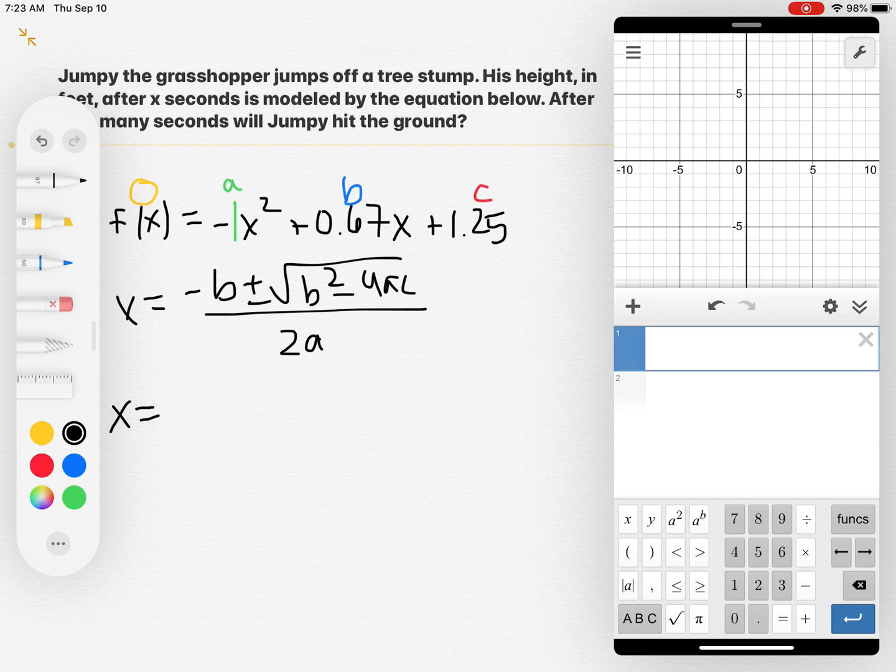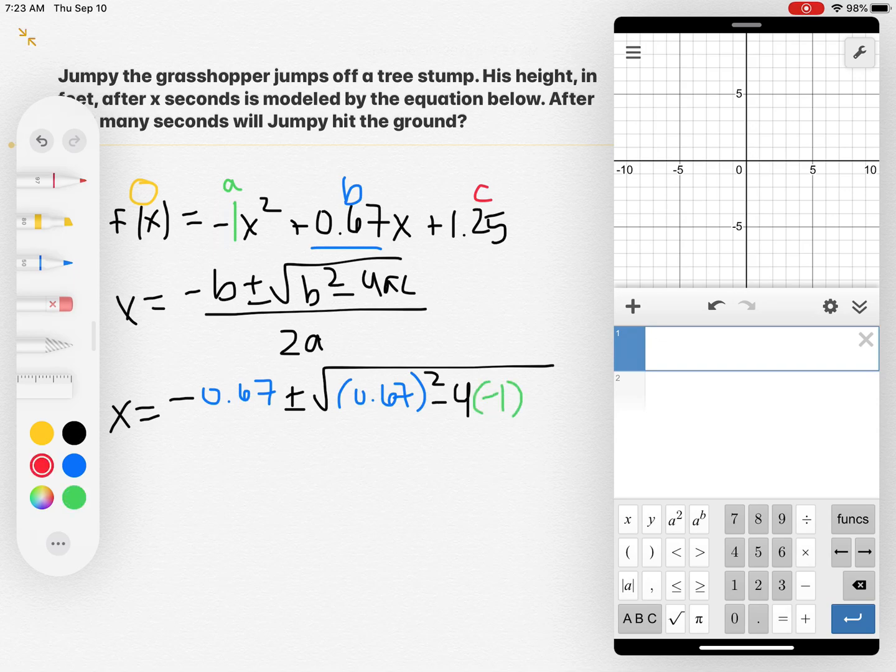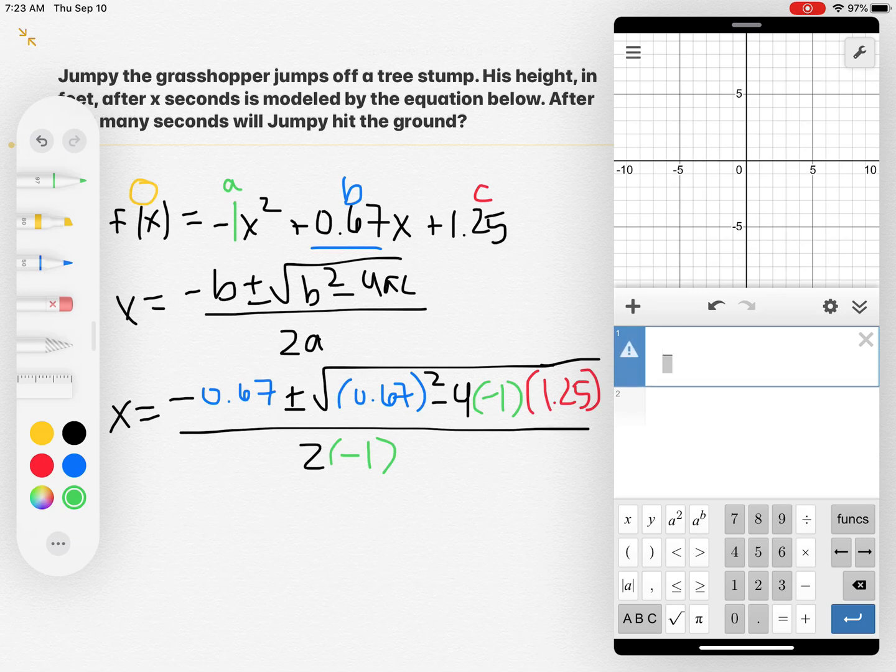And now let's plug things in. So negative b is 0.67 plus or minus square root. b is still 0.67 squared minus 4, parentheses negative 1, parentheses 1.25 for our c, all divided by 2 times a, which once again is negative 1. Now we can go to Desmos.